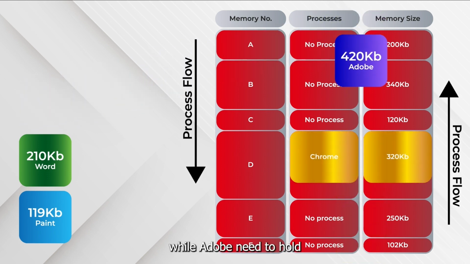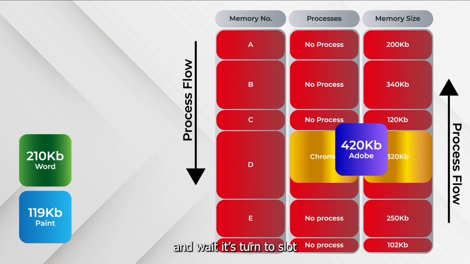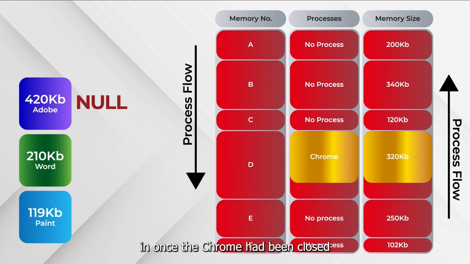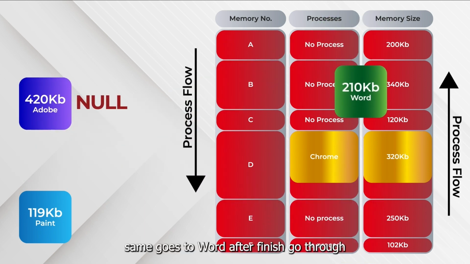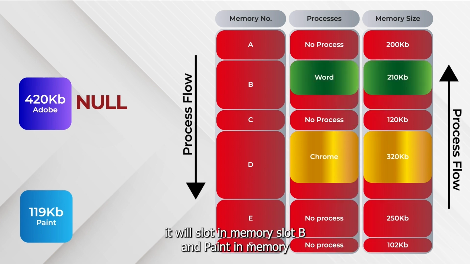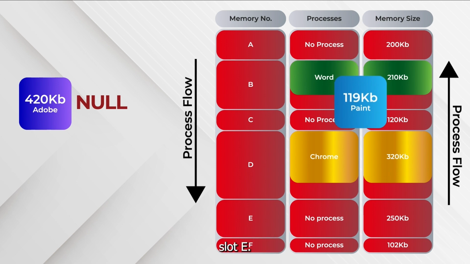while Adobe needs to hold and wait its turn to slot in once Chrome has been closed. The same goes for Word. After going through, it will slot in memory slot B, and Paint in memory slot E.